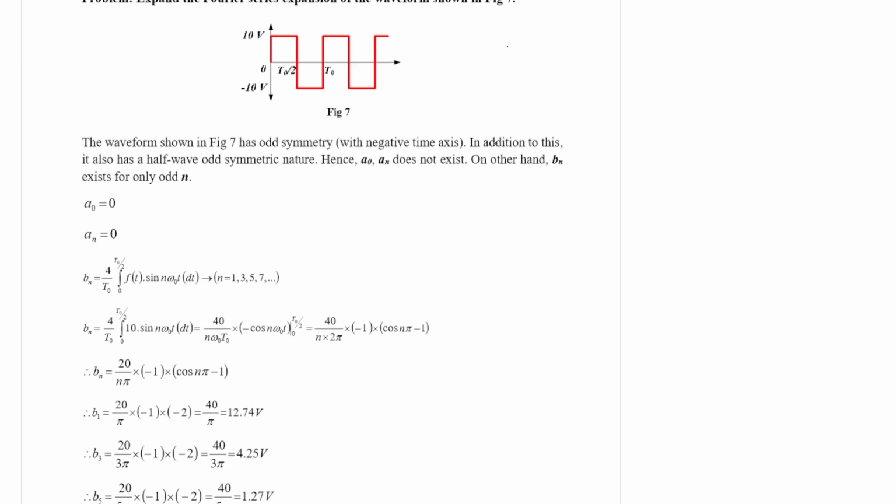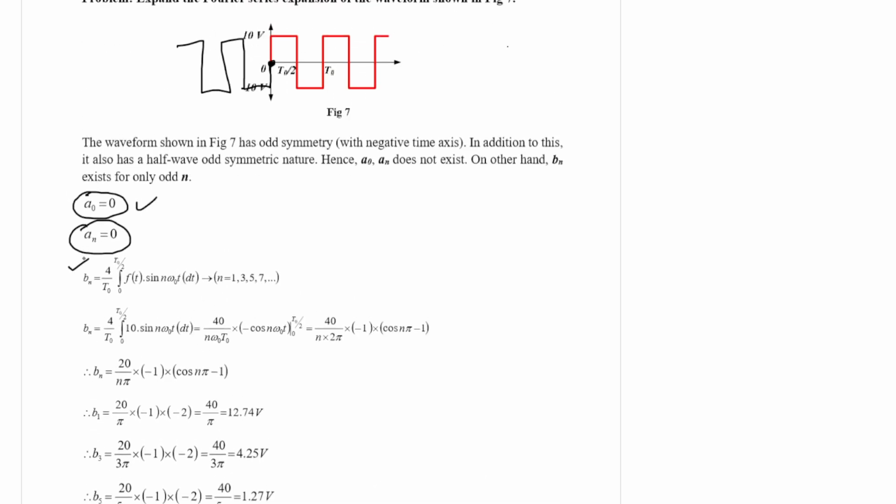As you can see, positive and negative both are there. So A0 is not 0. A0 must be 0, sorry. An also will be 0, because if you extend this waveform in the negative direction, it will look like this. So it is symmetric about the origin, odd symmetric. So only Bn will be there. So let us try to evaluate.